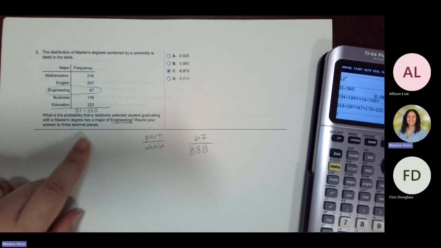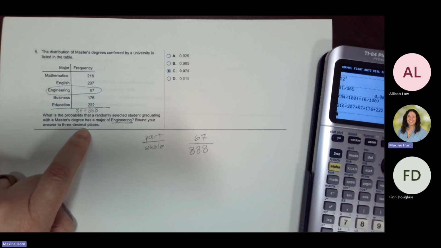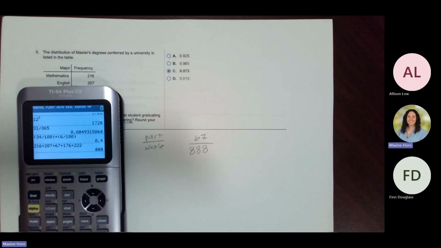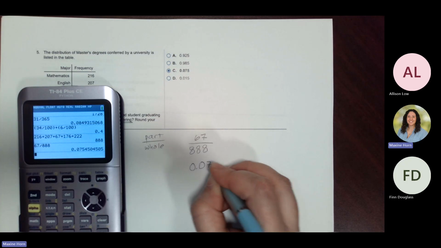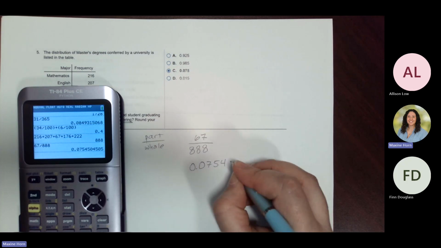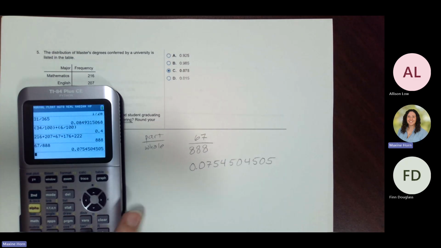And I see, well, not only do I see that we've got decimals here, but also they specified round your answer to 3 decimal places. So we're going to take this 67 over 888, plug it into the calculator, and we're going to round this to 3 decimals. So I always, at every single review, take a minute to do a quick refresher on rounding rules because a lot of people forget rounding rules, and I never want you to get a question wrong because you rounded wrong when you did everything else right.